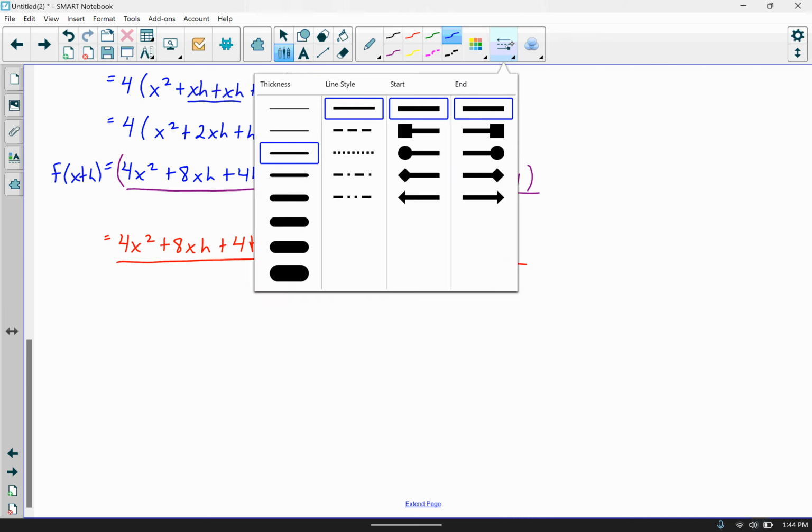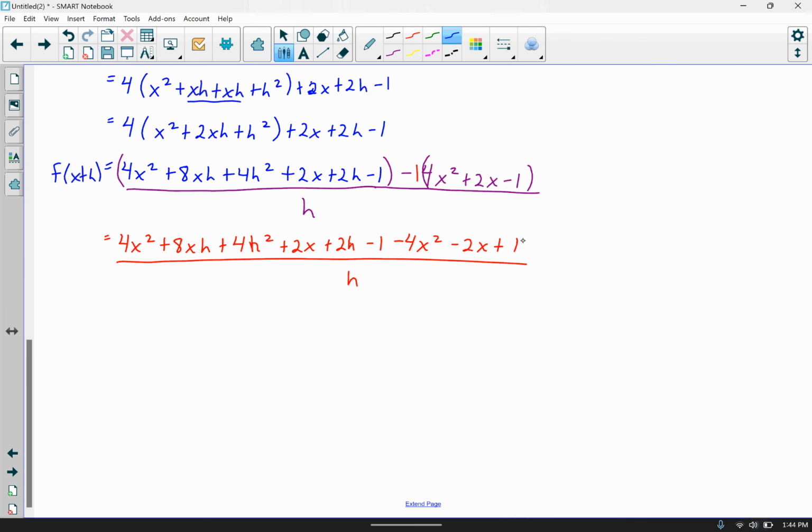Like I said, start back here at the back. Everything that doesn't have an h in it is back here, and they should all cancel out. So you've got a positive 1 and a negative 1, a negative 2x and positive 2x, a negative 4x squared and positive 4x squared. Look at what you have left over: 8xh plus 4h squared plus 2h, all over h.